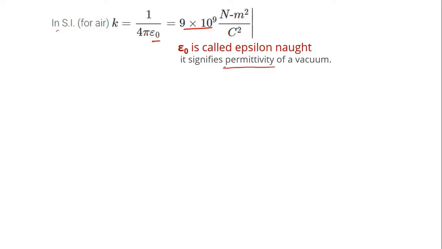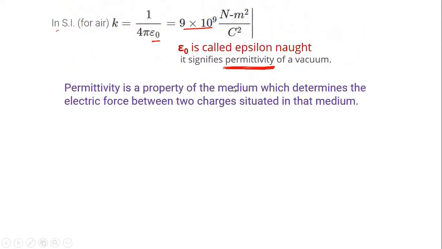Now, this is a new word. Throughout unit 1, we will be referring to epsilon naught, epsilon, epsilon r. All these are permittivities. So let us first begin with the introduction of this word, permittivity. Permittivity is the property of the medium which determines the electric force between two charges situated in the medium. It is that property which determines whether the force between the two charges is going to be very strong or very weak. That is called the permittivity.